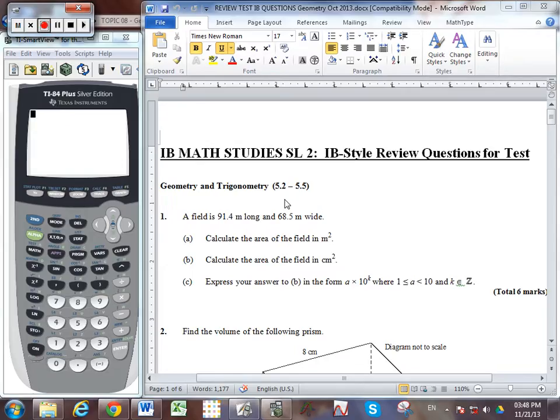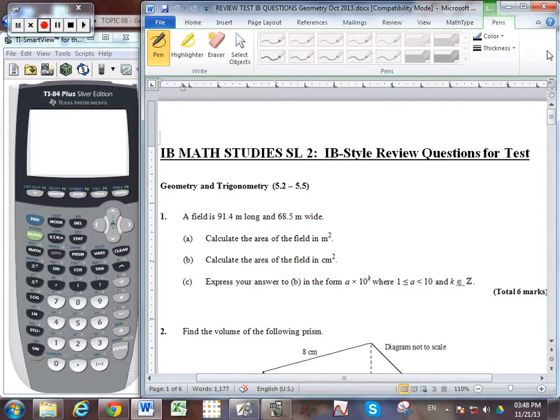Start with number one. Got a field that's 91.4 meters long and 68.5 meters wide. It's not a great question because it should actually say it's a rectangular field. At any rate, assuming that it is a rectangular field, then we should be able to just do an area is length times width. And so in our case, that's going to be 91.4 by 68.5.